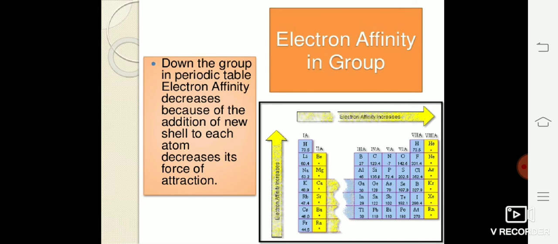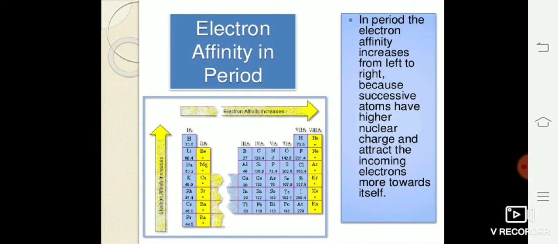Now, to summarize, electron affinity down the group in the periodic table decreases because of the addition of a new shell to each atom. Also, its effective nuclear charge decreases. In a period, the electron affinity increases from left to right because successive atoms have higher nuclear charge and attract the incoming electron more towards itself.